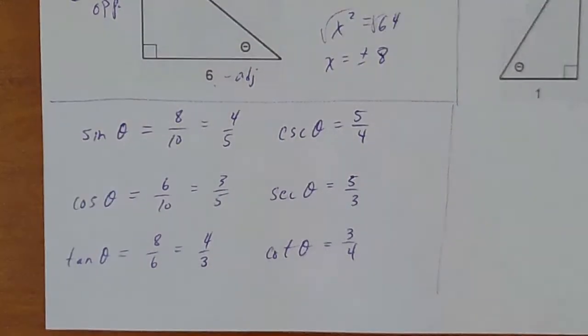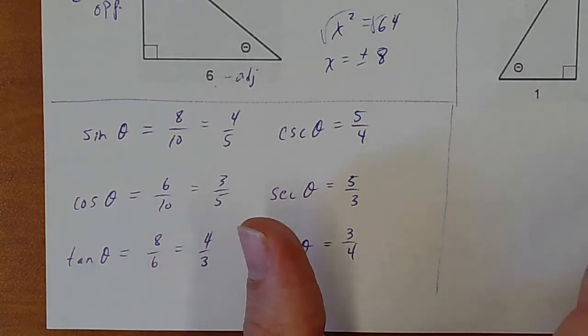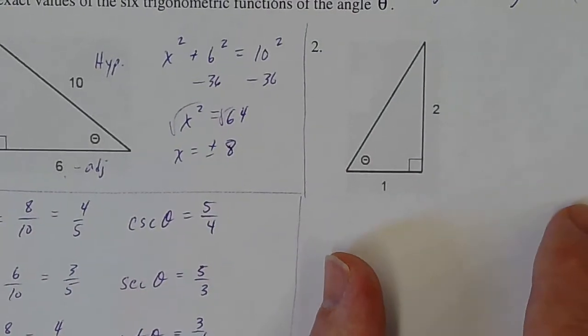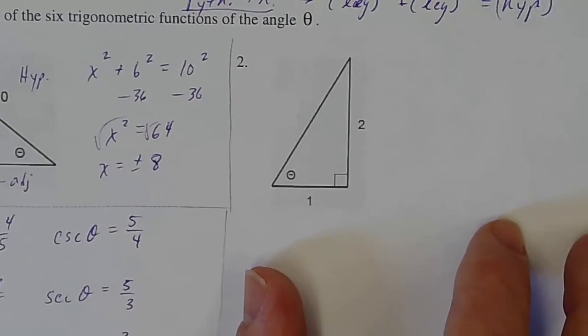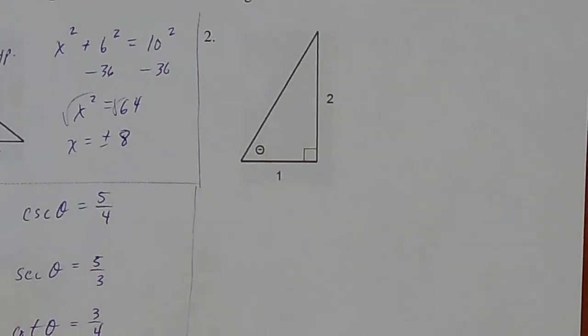Okay. So number 2, you should be able to do this now on your own. You end up with a radical for the hypotenuse. So maybe in 30 seconds, resume the video and check to see that you found the unknown side correctly. And then I'll have you find the trig functions. Go ahead and find the missing side first.